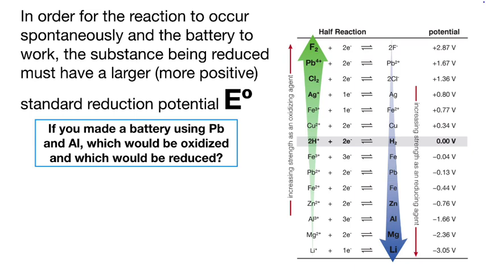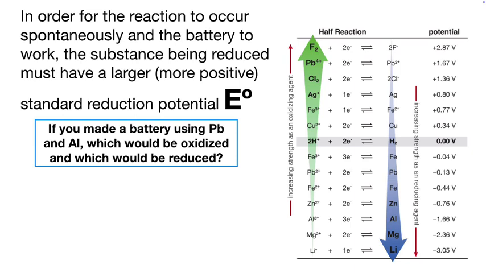What we're looking at is our cell potentials, and we need that larger, or in this case, if we're looking at the substance being reduced, must have a larger or more positive standard cell potential than the other. So if you made a battery using lead and aluminum, which one should be oxidized and which one should be reduced? Discuss at your tables.